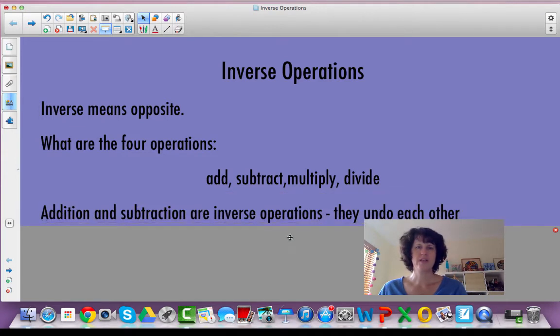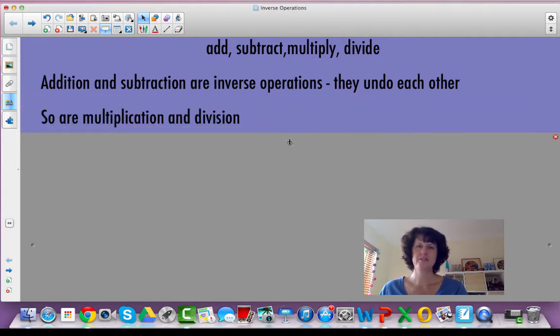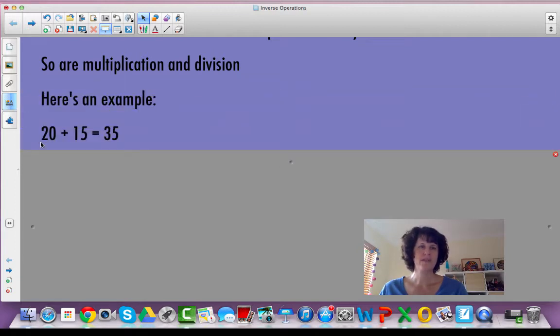So, addition and subtraction are inverse operations. They undo each other. So are multiplication and division. And that makes sense. I'll give you an example to help you understand. If you have 20 plus 15, you get 35.